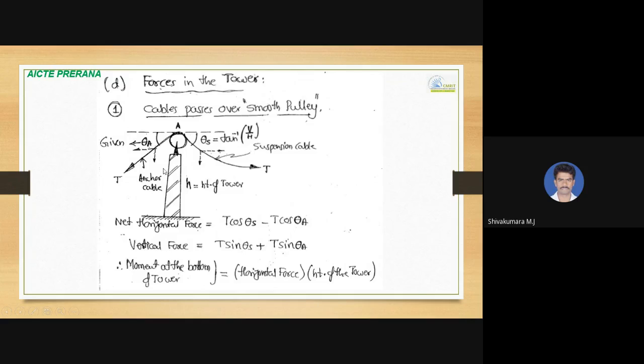And the vertical force is the vertical component of T on both sides. This is T sine theta S, this is T sine theta A. Both are towards down, negative. If you consider the other direction, it will become positive on both sides. And the moment at the bottom of the tower: if you want to calculate it, take the net horizontal force you have calculated and multiply it with the height of the tower. So this is how to calculate net horizontal force, vertical force and moment at the bottom of the tower when the cable passes over a smooth pulley.